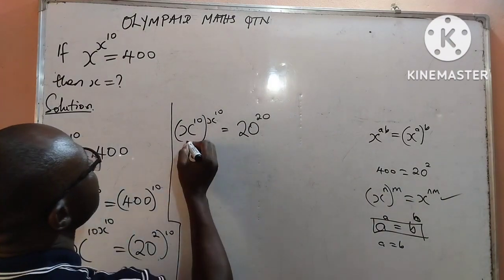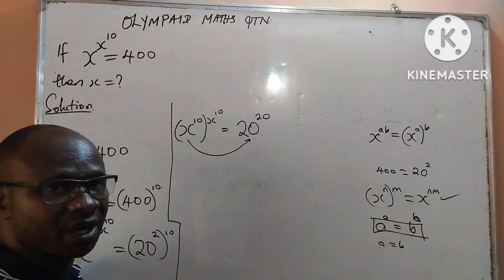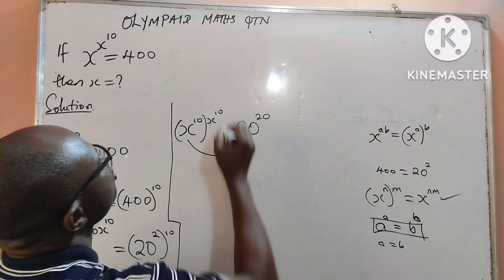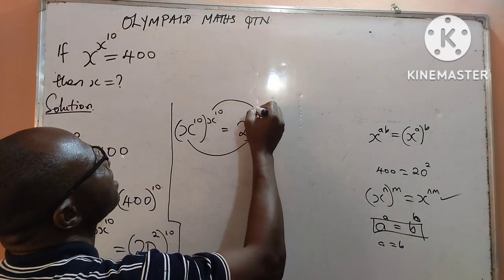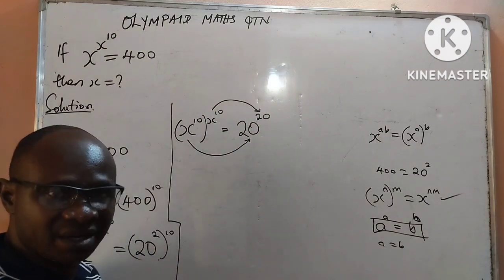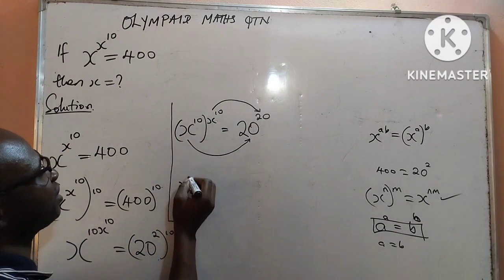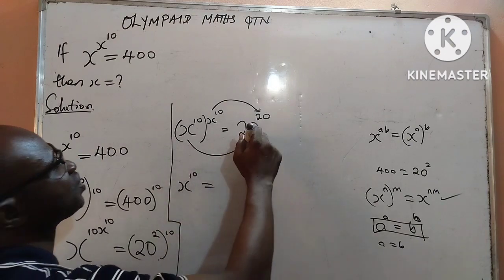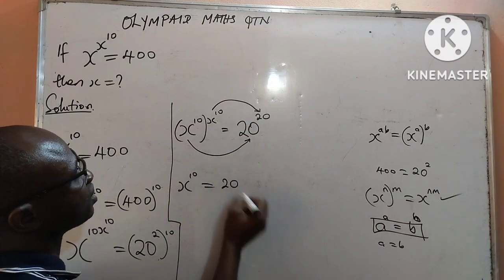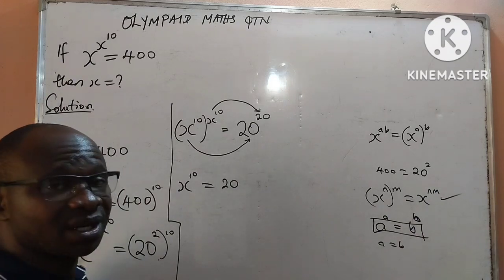It therefore concludes for us that the base on the left is equal to the base on the right hand side, and also the power on the left hand side is equal to the power on the right hand side. Therefore, we write that x, which is the base, to the power 10 is equal to 20, which is the base on the right hand side.